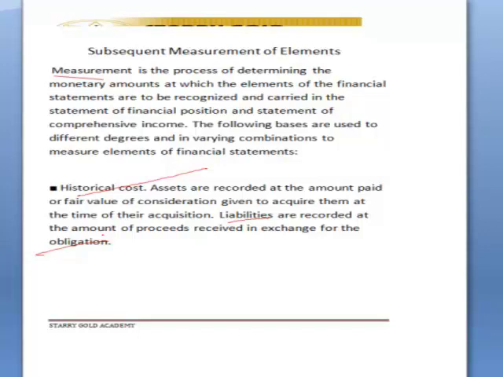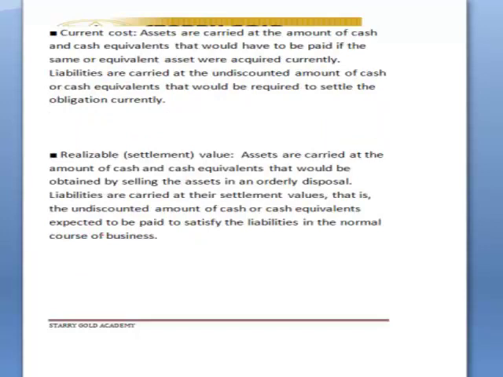We can also use another basis, the current cost, for subsequent measurement of assets, liabilities, expenses, and income. Under current cost, assets are carried at the amount of cash and cash equivalent that would have to be paid if the same or equivalent asset were acquired currently. Whereas liabilities are carried at the undiscounted amount of cash or cash equivalent that will be required to settle the obligation currently.